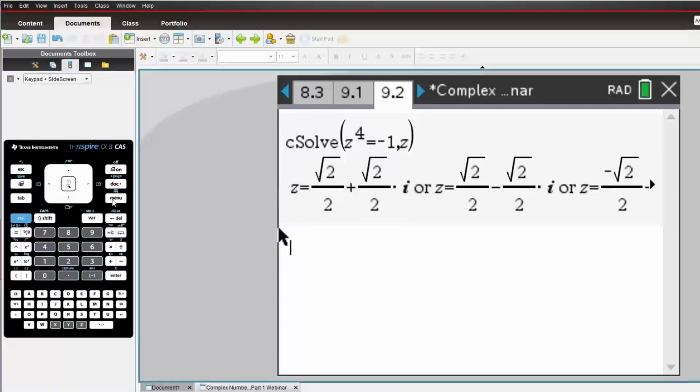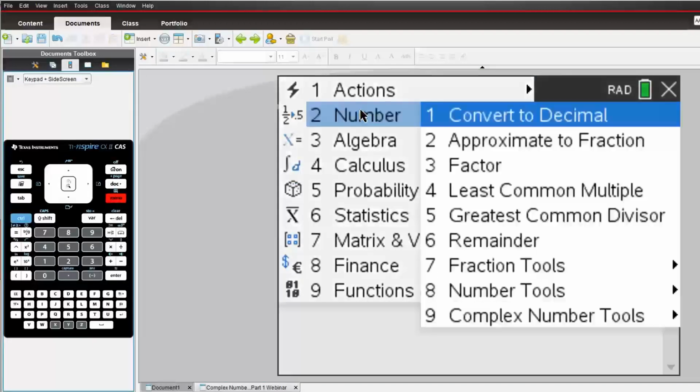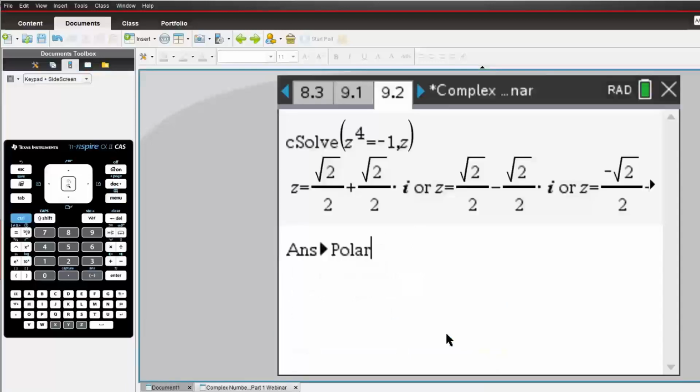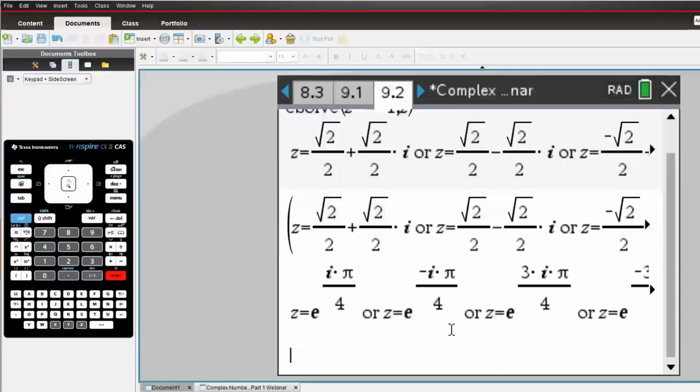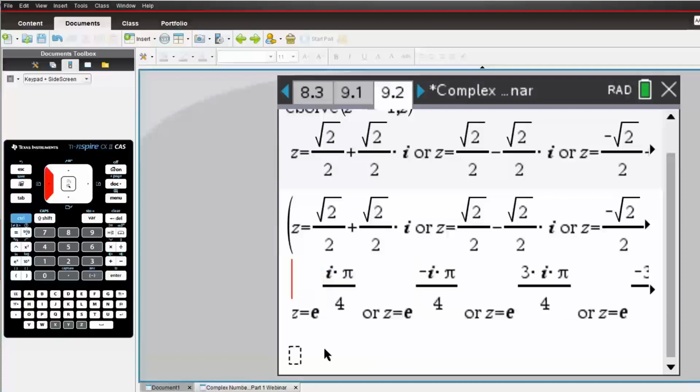But if I want polar answers, I go to menu, number, complex numbers tools, and convert to polar. So the calculator now displays 1 cis pi on 4, 1 cis minus pi on 4, 1 cis 3 pi on 4, and 1 cis minus 3 pi on 4. As we see, they do occur in conjugate pairs as explained.